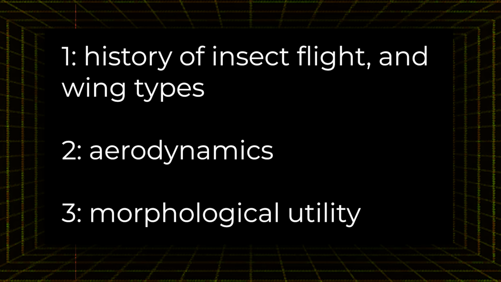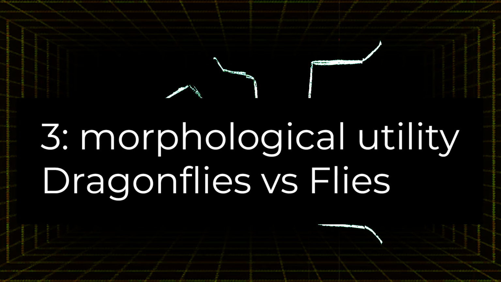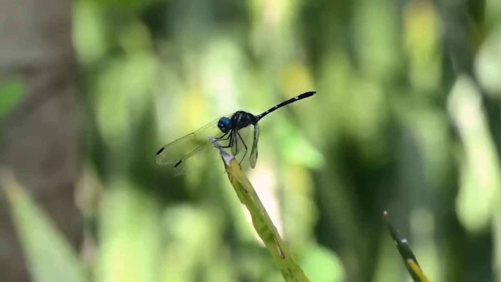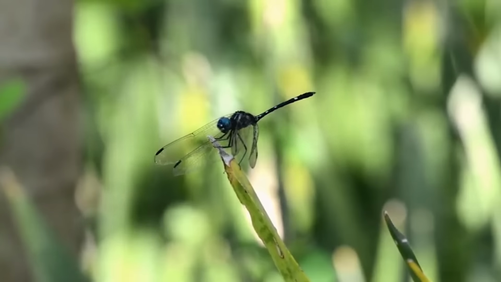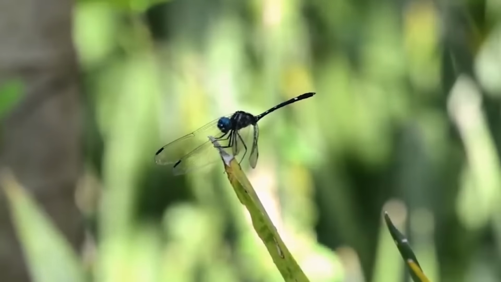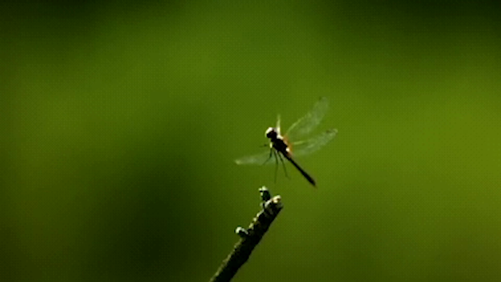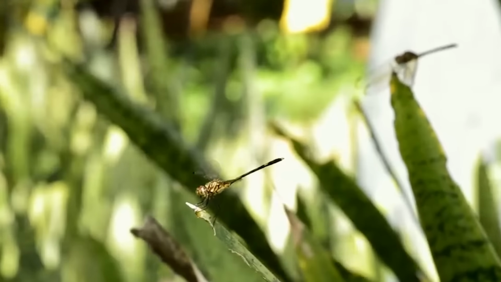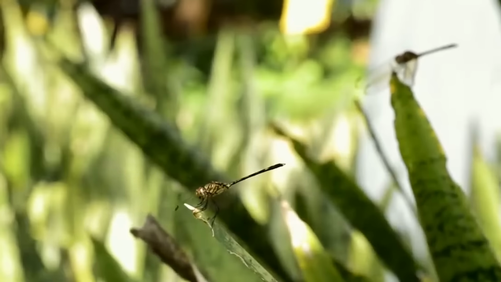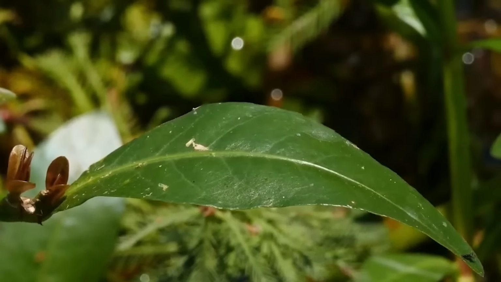Morphological utility and the dragonfly versus the fly. As I said before, the dragonfly is undoubtedly the best flyer. With 4 wings it can directly control, and each wing having independent muscles, it allows it to pretty much do whatever it wants in 3D space, and take full advantage of the vortices as they minimize drag. But understand, there's raw efficiency and then there's practicality for a niche.